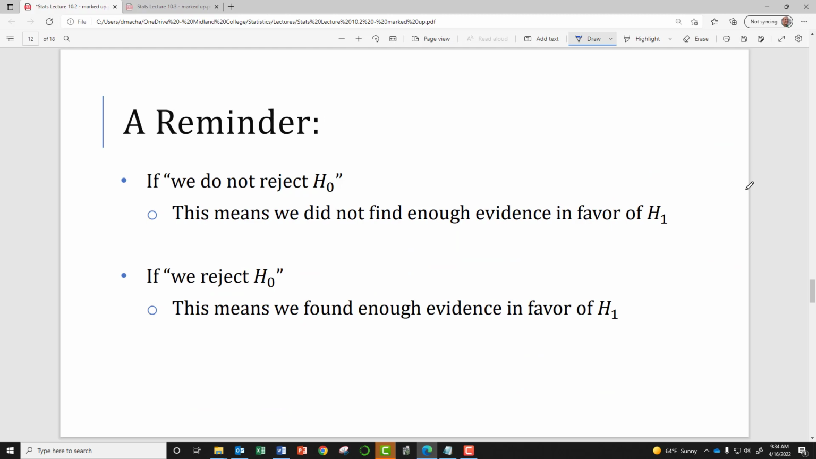And just a quick reminder from section 10.1 and the vocabulary we were using. If we say we do not reject the null hypothesis, this means we did not find enough evidence in favor of our alternative hypothesis. But if we choose to reject the null hypothesis, that means we did find enough evidence in favor of the alternative hypothesis.